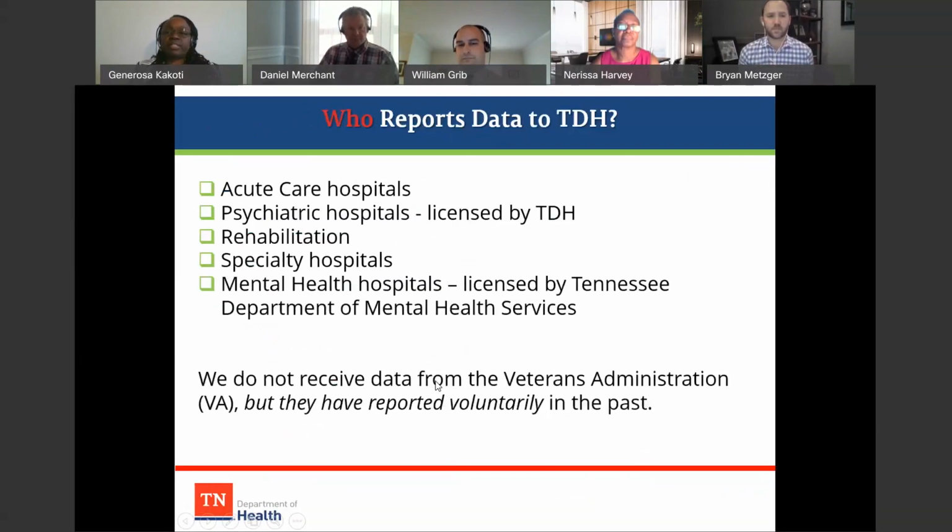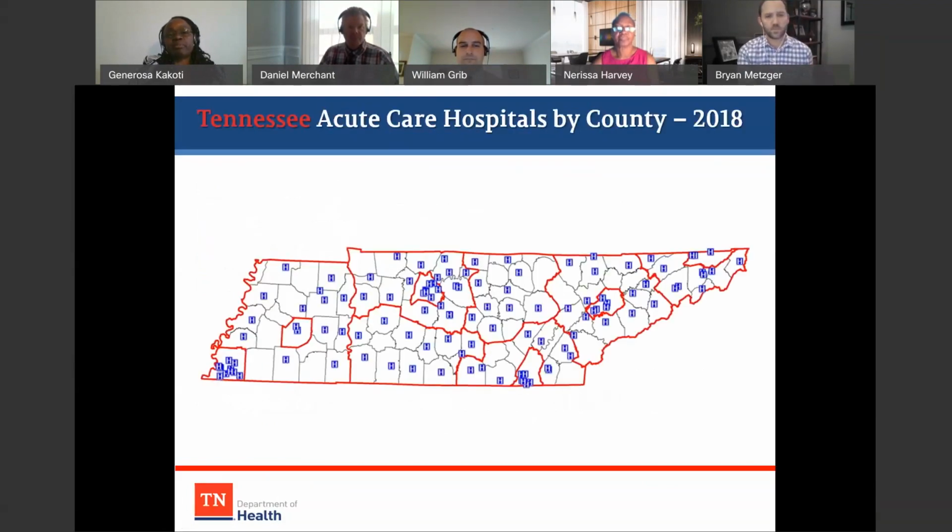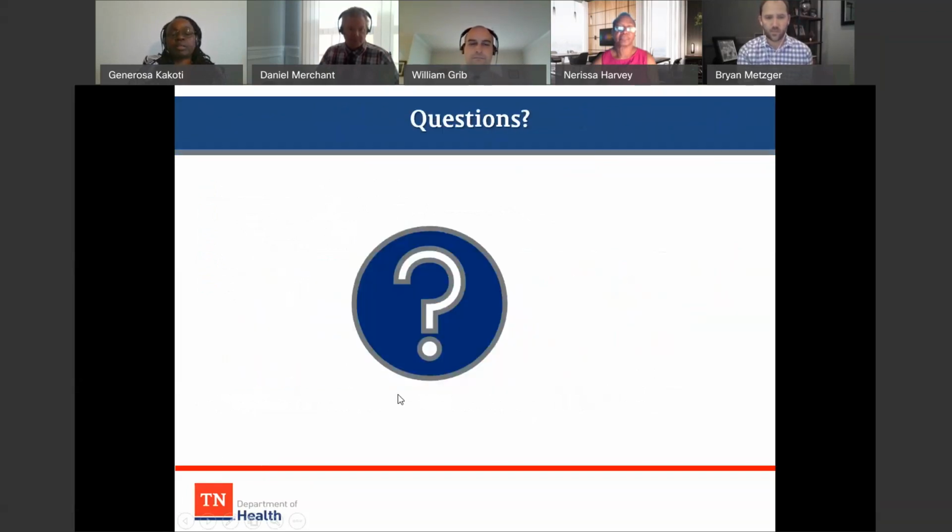Who reports data to TDH? Acute care hospitals, psychiatric hospitals licensed by TDH, rehabilitation hospitals, specialty hospitals, mental health hospitals licensed by the Tennessee Department of Mental Health Services. They began reporting data to us in 2018. We did not receive data from the Veterans Administration, but they have reported voluntarily in the past. And here is a map of the acute care hospitals by county in 2018. Do we have any questions?